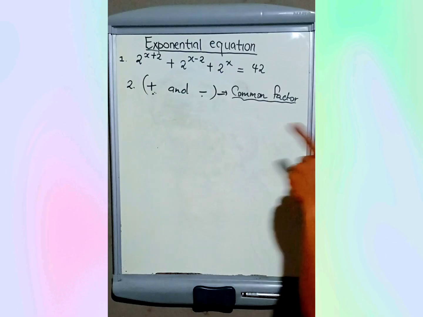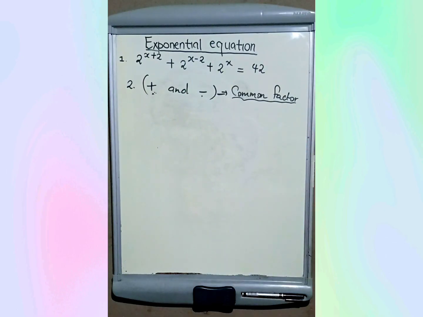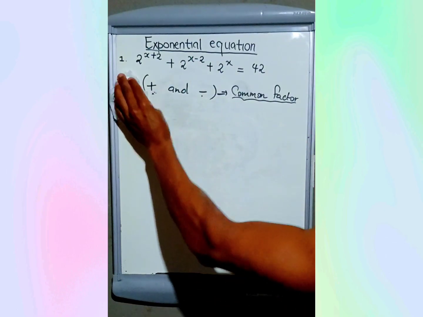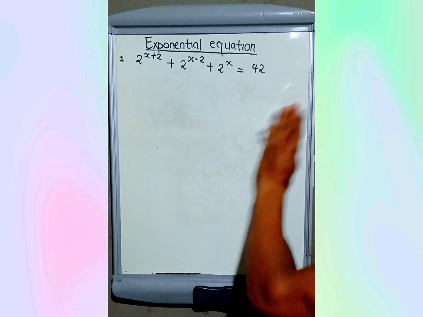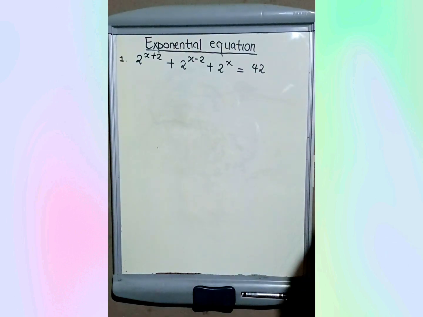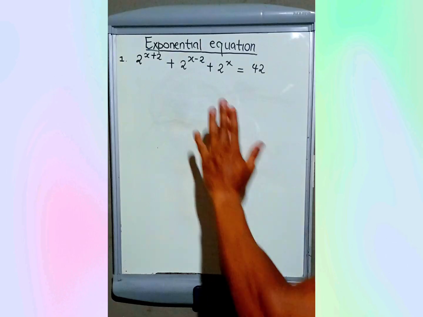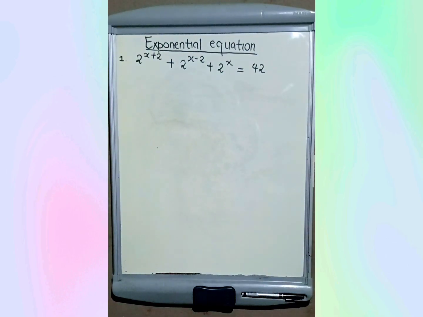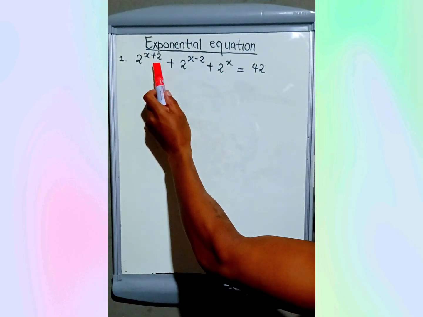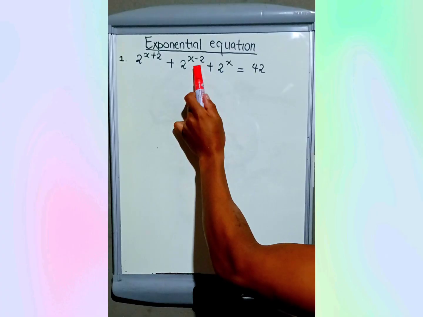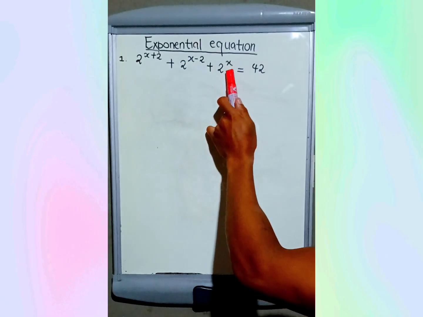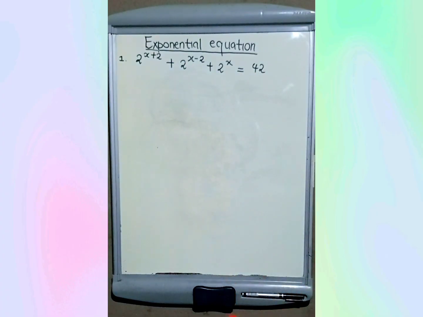Okay. All right. Let's go and apply Mr. Good's rule on this sum. Okay. All right. Let's go, grade 11. Okay, then here we have 2 raised to x plus 2, plus 2 raised to x minus 2, plus 2 raised to x, equals 42.